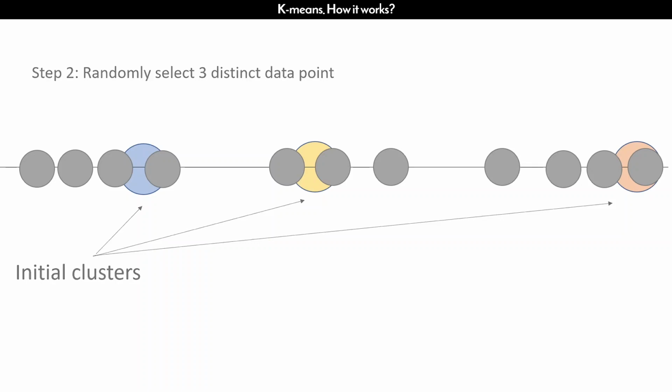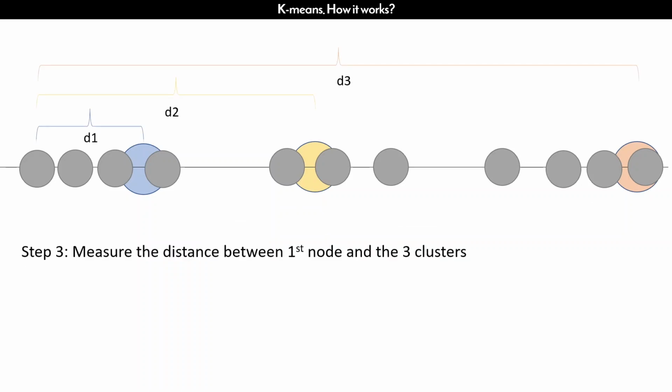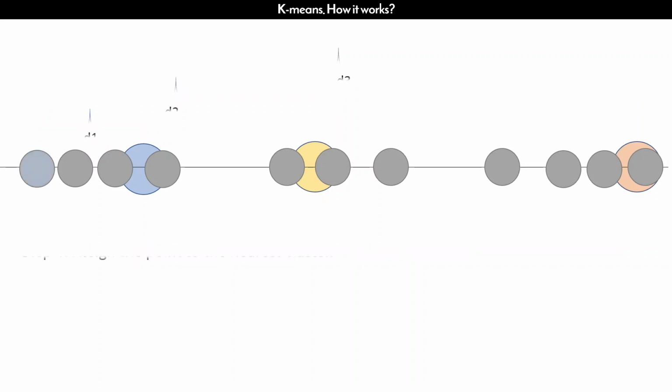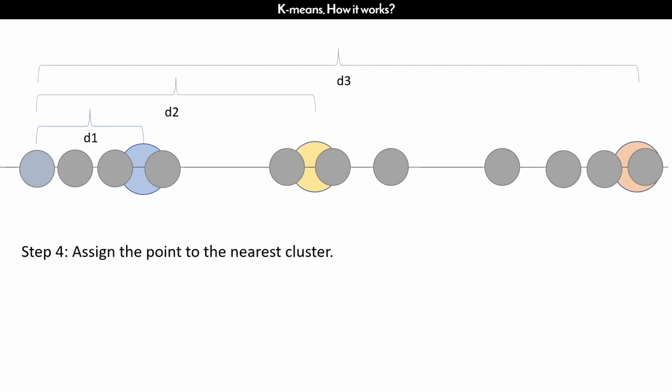What we do in step 3 is calculate the distance between each single node and those 3 randomly selected classes. We do it first for the first node, then the second node, the third node, and so on to the last node. In this particular case, you can see that distance 1 is less than distance 2 and distance 3, and therefore the algorithm will assign the first node to the first cluster, the blue one. Step 4 is assigning this point to the nearest cluster. In our case, it's blue.